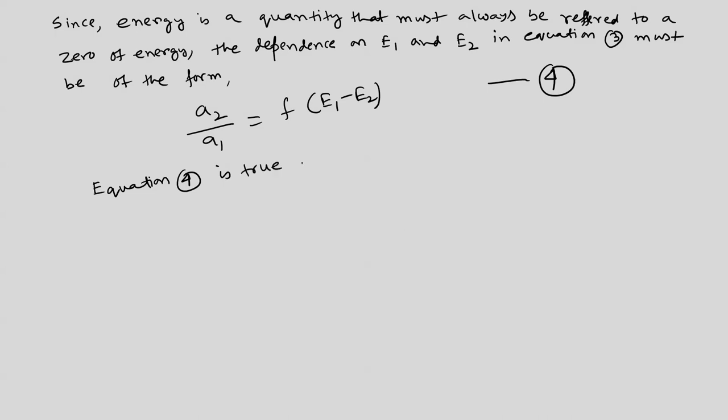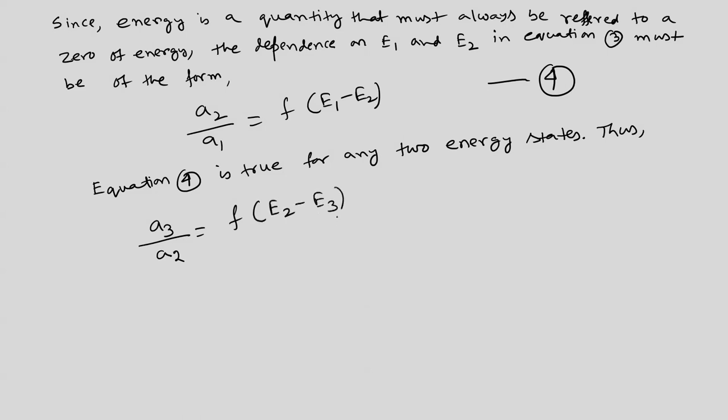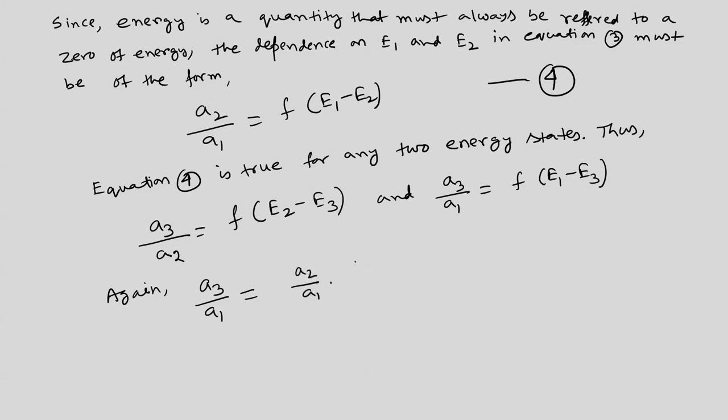is true for any two energy states. Thus, we can write that A3 by A2 equals this function of E2 minus E3, and A3 by A1 is a function of the difference in E1 and E3. Or again, A3 by A1 is nothing but A2 by A1 times A3 by A2.